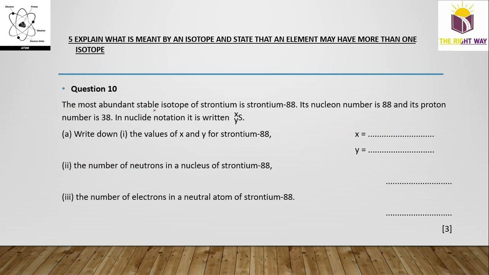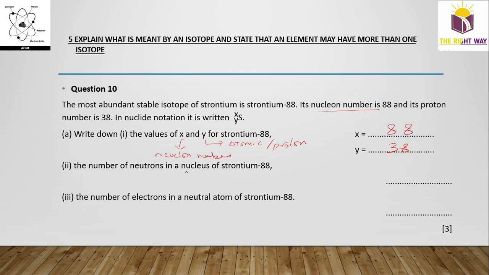Okay, the most abundant stable isotope of strontium is strontium 88. Its nucleon number is 88 and its proton number is 38. In nuclide notation, it is written as X, Y, Sr. Write down the values of X and Y. What is X? X is your nucleon number. And Y is your atomic number or proton number. So what is its proton number? Its proton number is 38, then Y is 38. And what is X? X is the nucleon number, so it is 88.